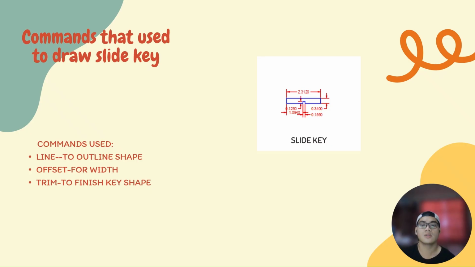And next, we're going to draw a slide key. The commands that we use to draw this slide key: we use line to outline the shape of the key. It's like this, the line. Next, we use offset for width, and we use trim to remove and clean the unwanted lines. And also we create lines in the middle of the shape to create a key shape.